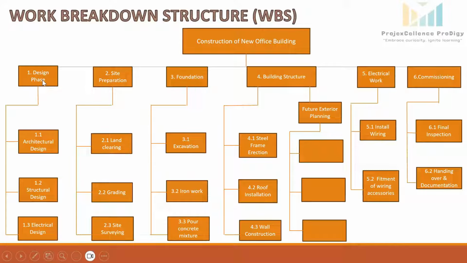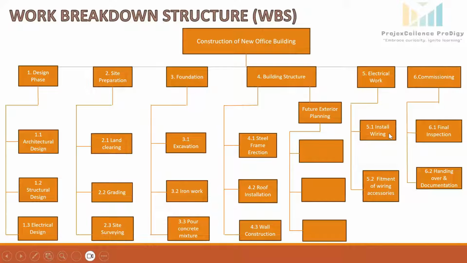Like you see, the design phase control account has 3 work packages: architectural design, structural design, electrical design. In a similar way, site preparation has 3 work packages: land clearing, grading, site surveying. Electrical work has 2 work packages: install wiring, fitment of wiring accessories.